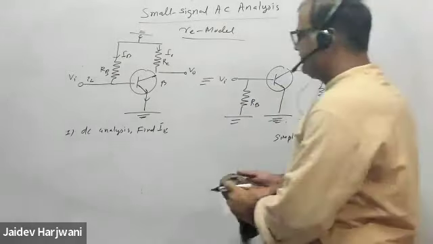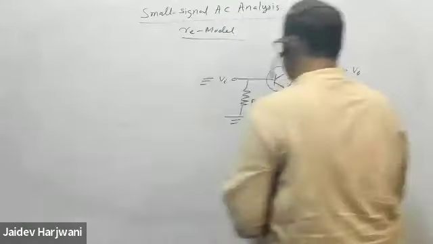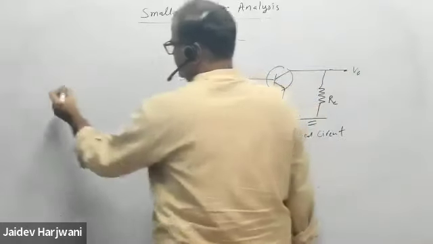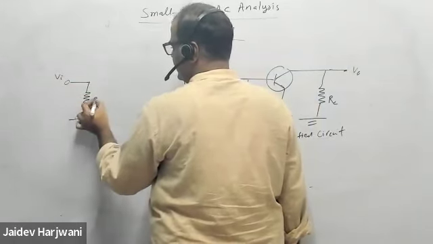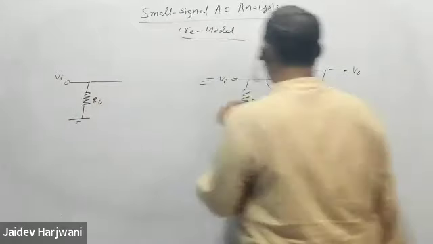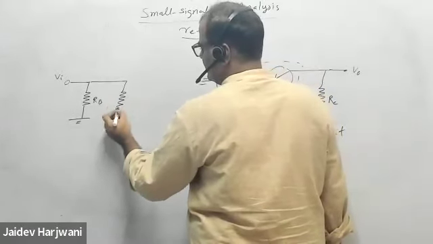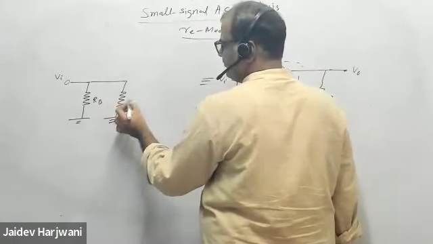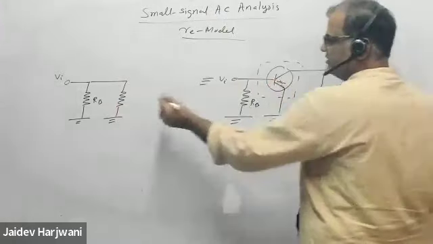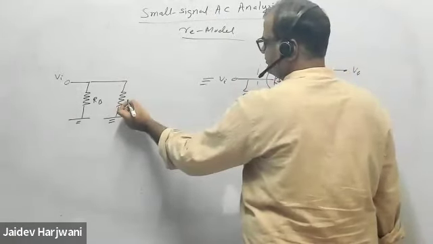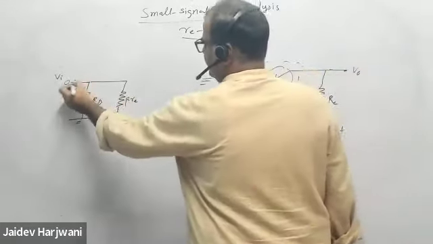Now third is replaced by RE model. Now this I will replace by RE model. So this is your V input. This is your RB. Now RE model says replace this transistor. So I will put a resistance. What is the value of resistance? Tell me. What is the value of resistor? This resistor. What is the value? Beta RE, sir. Yeah, beta RE, right. Beta RE.